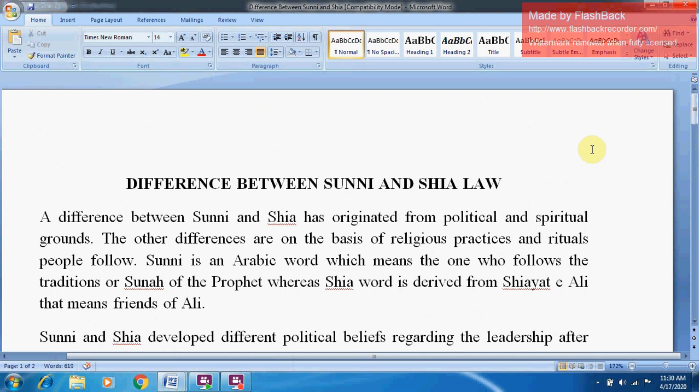The difference between the Sunni and Shia has originated from political and spiritual grounds. The other differences are on the basis of the religious practices and rituals people follow. Sunni is an Arabic word which means the one who follows the traditions or sunnah of the Prophet, whereas the Shia word is derived from Shiyat Ali, that means friends of Ali.